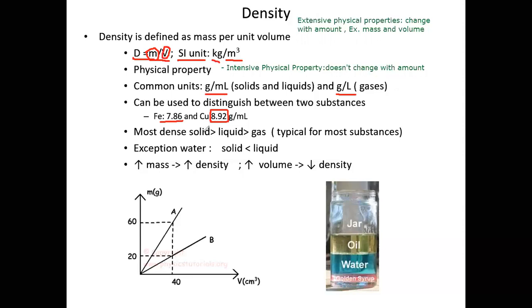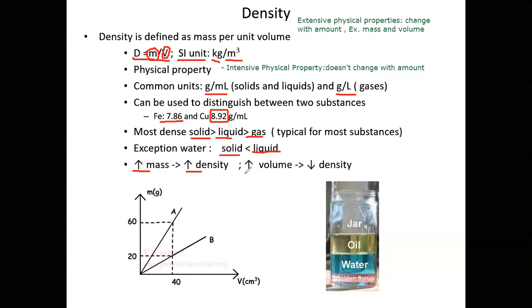Now, typically with the phase states, solid is the most dense, followed by liquid and gas. However, there's some exceptions. One is water, where the solid is less dense than the liquid. So if you ever put ice in a cup of water, you see that the ice floats because it's less dense than the liquid. Now, if you keep volume constant and you increase the mass, you're going to increase its density. So there's a direct relationship between increasing mass and increasing density of your substance at constant volume.